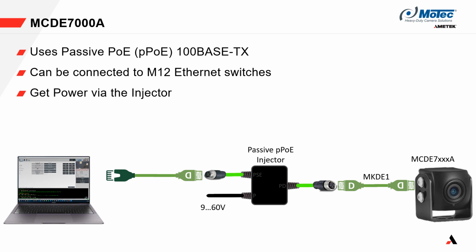On the left side of the injector, however, only data comes out, which can then be safely connected to any M12 Ethernet switch or directly to your computer using an adapter cable available at Motec. The camera supports a power supply from 9 to 60 volts DC, which allows it to be used in a wide variety of applications, from normal automobiles to forklifts, which usually use a higher voltage onboard network.